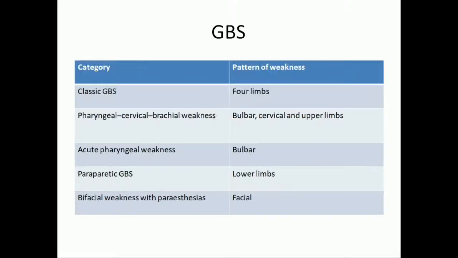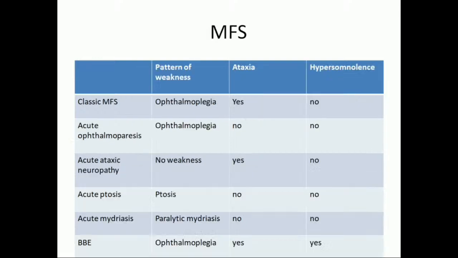Now GBS is classified on the basis of topography, which parts of the body are affected. In classical GBS, all four limbs are affected. Now there are certain local forms like pharyngeal-cervical-brachial, so we have affection of oropharyngeal muscles, then the cervical and upper limb involvement. There may be only weakness of the oropharyngeal muscles, so this is a bulbar type of GBS. There may be only affection of the lower limb, then it is called paraparetic GBS. Or there may be only facial nerve affection, so it is a bifacial weakness with paresthesia.